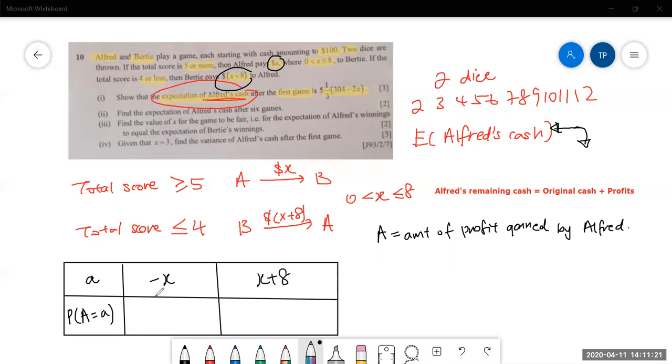What's the probability of him losing X dollars? Okay, the probability of him losing X dollars is if the total score is 5 or more. At the top, how many numbers are there? 5, 6, 1, 2, 3, 4, 5, 6, 7, 8. So it's what? Oh, can we count it like that? Oh, damn, we cannot count it like that. Can we count it as 8 over?